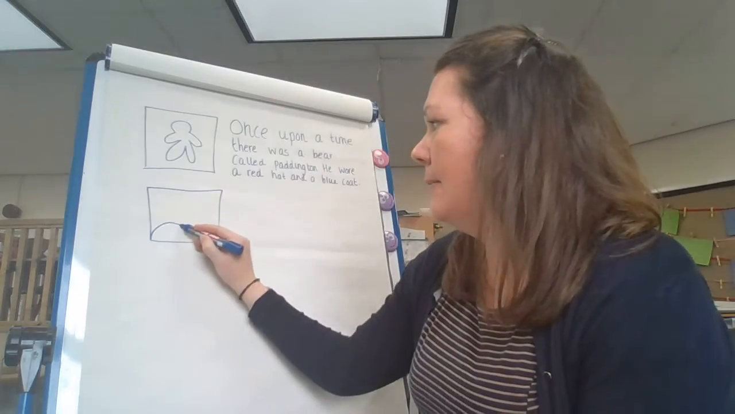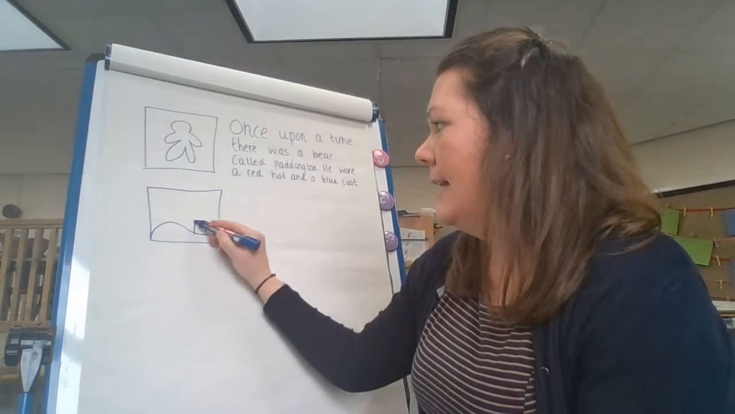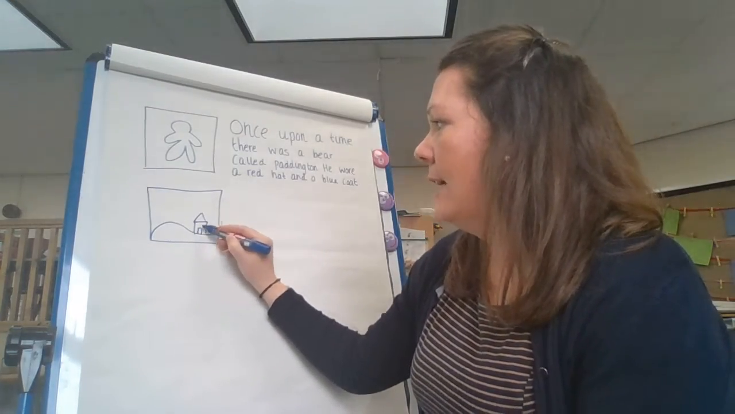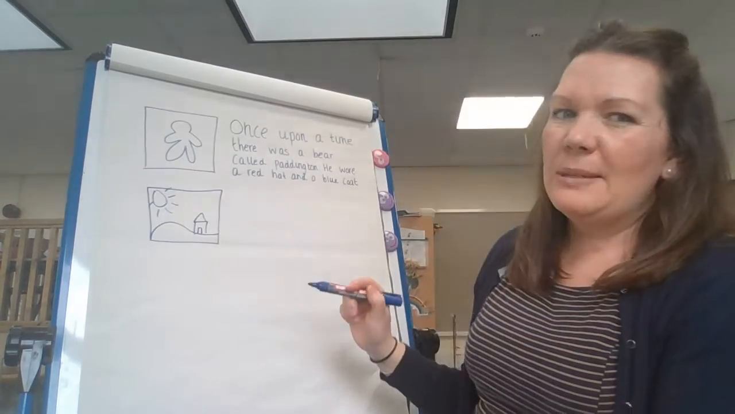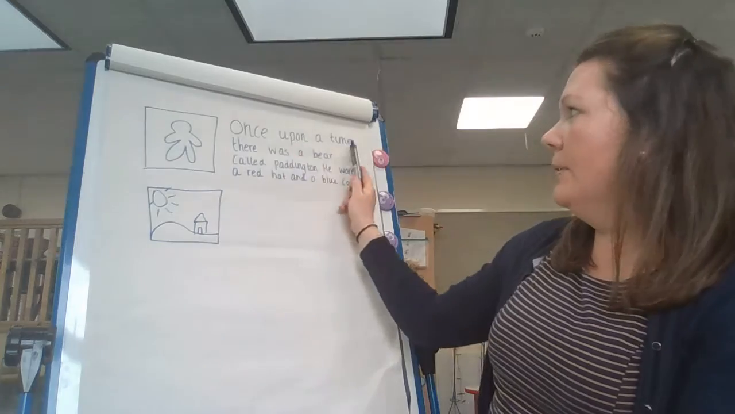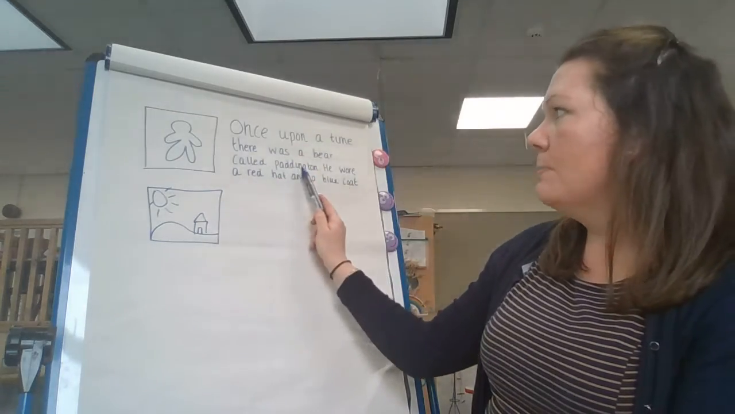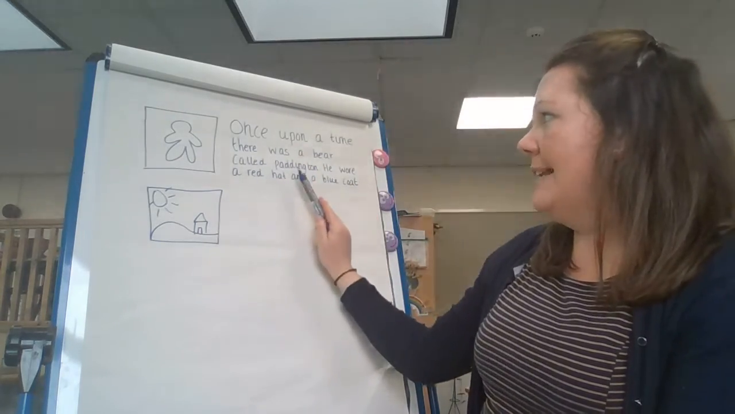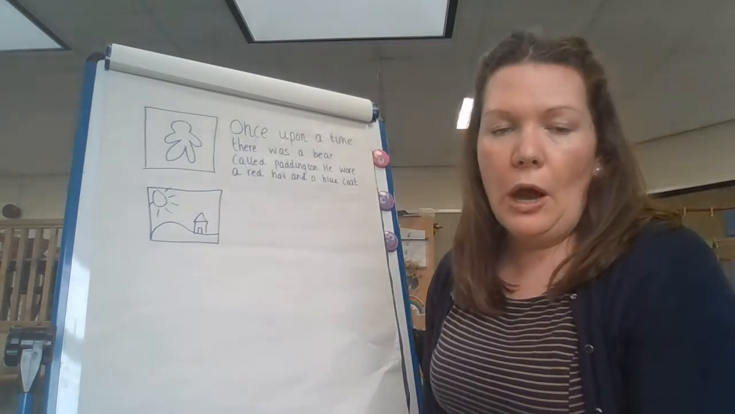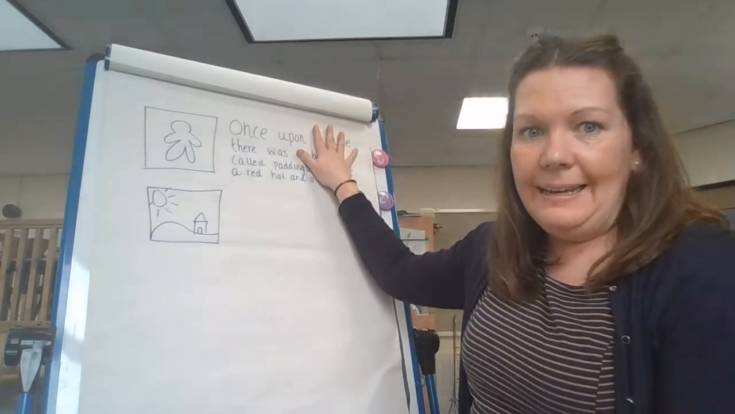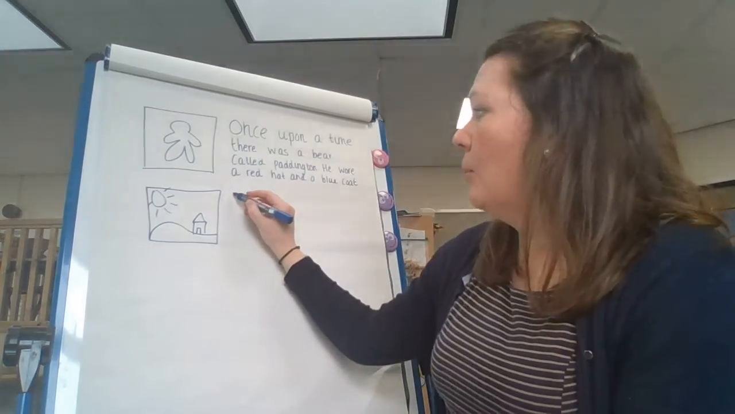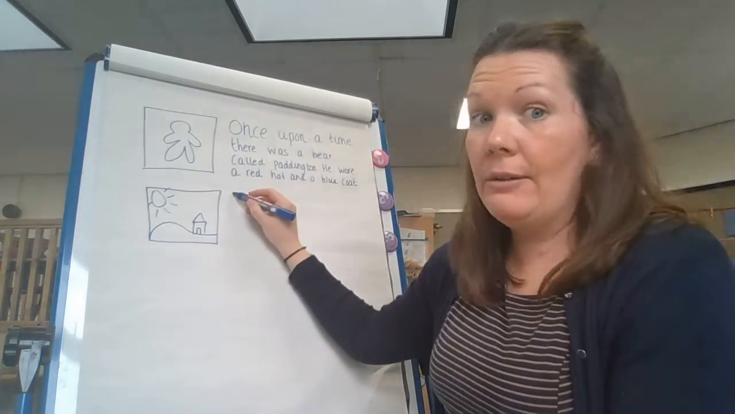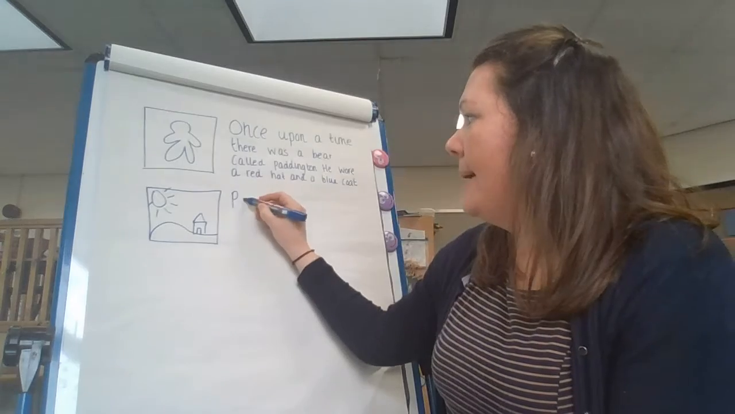So let's draw my symbol here for the setting, and then we're going to reread the first part so it makes sense. Okay, so I changed mine a little bit. So once upon a time, there was a bear called Paddington. He wore a red hat and a blue coat. So that was my beginning. Now, where is it happening? So we could put Paddington, so we know how to do that. Let's sing the song. Ready?